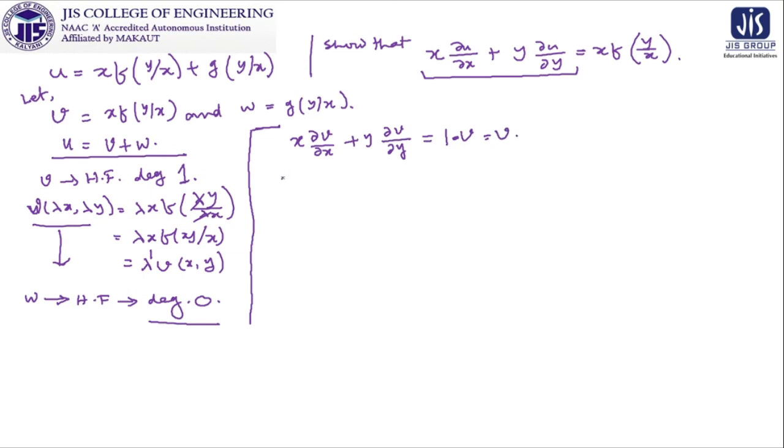And parallel, if I mark it by 1, parallelly for w, it will be x del w del x plus y del w del y is equal to what? Degree is 0, so 0 into w, that means 0, and it is my equation number 2, suppose.